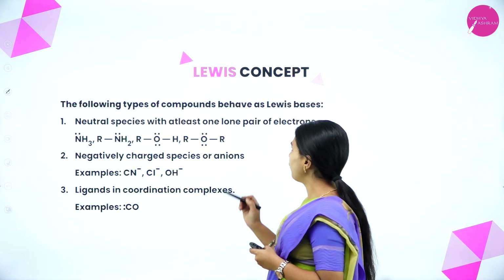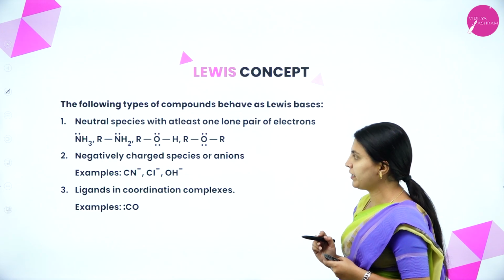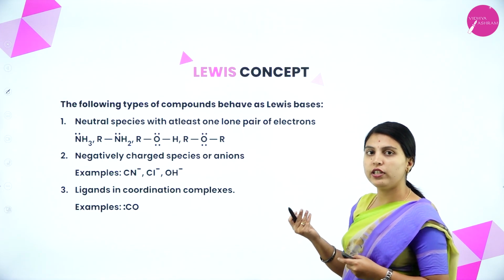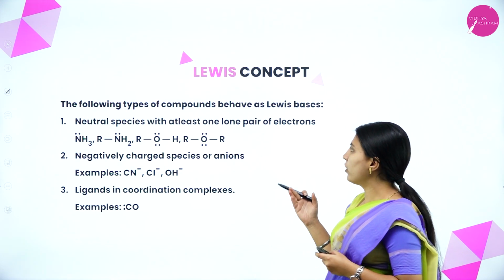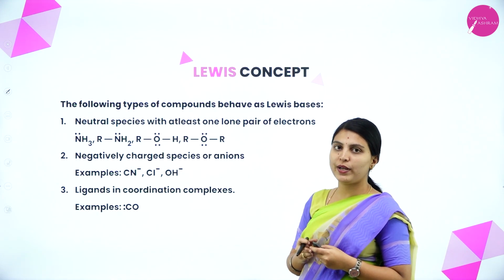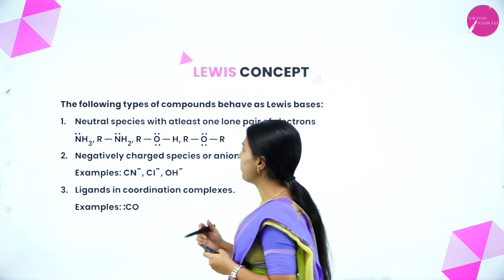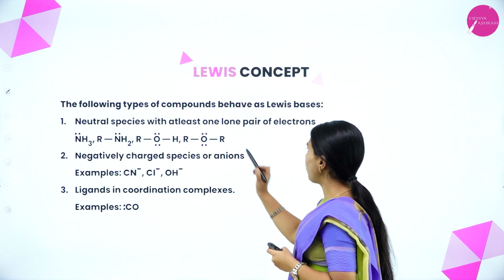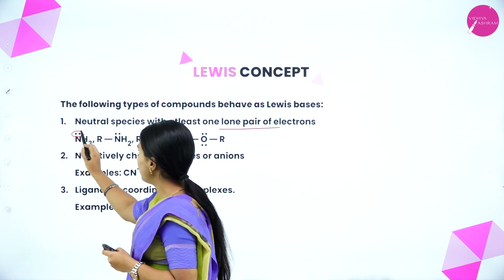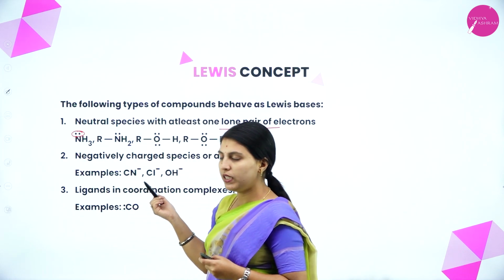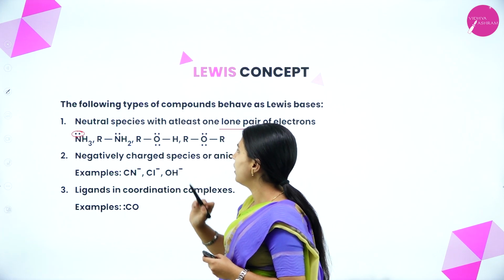The following types of compounds behave as Lewis bases. We have seen which compounds or molecules act as Lewis acids. Now, which types of compounds or molecules will act as Lewis bases? Neutral species with at least one lone pair of electrons. See here, lone pairs of electrons are present on it, which means it will be considered a Lewis base.